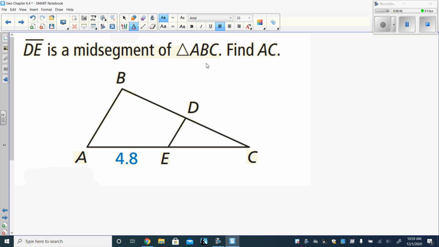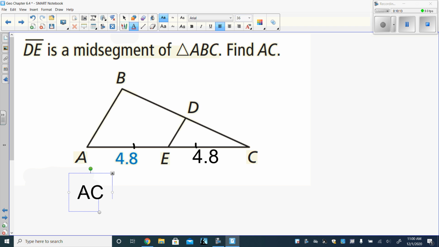D is the midsegment of ABC. Find AC. Okay, well now it's not asking for EC. It's asking for AC, the whole line. But I can find EC pretty easily because EC is going to be 4.8. Point E is the midpoint. It's the middle of the line. So EC and AE are congruent. They're the same segment. These two here are the same.